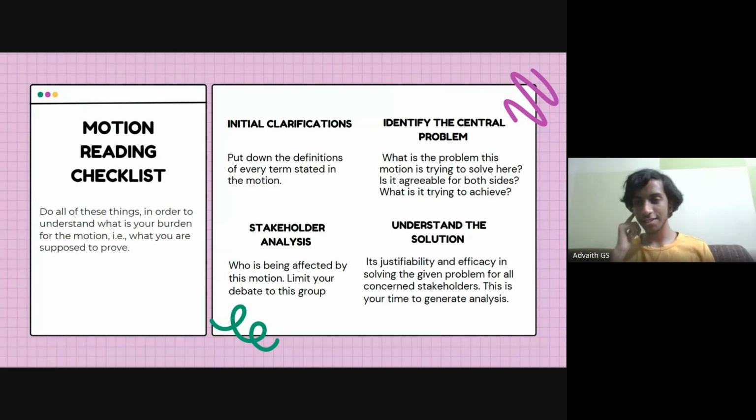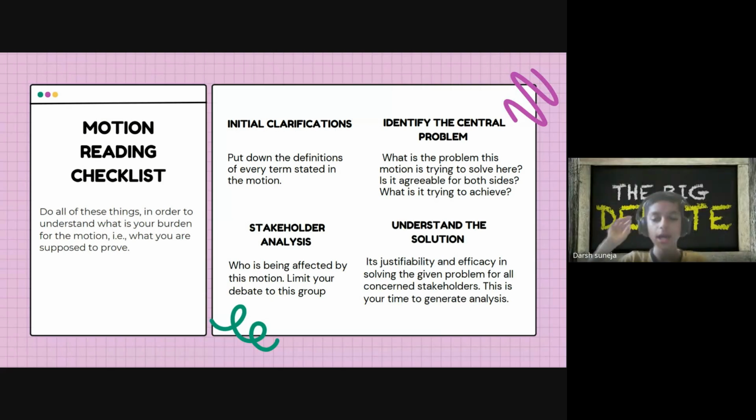Yes, sir. So I wanted to say that banning ChatGPT or any other AI bot won't be the solution. But yes, preventing students from using it will be.